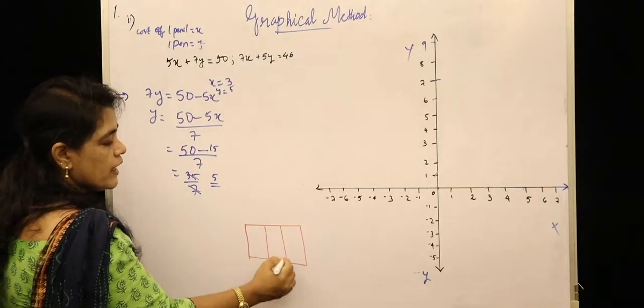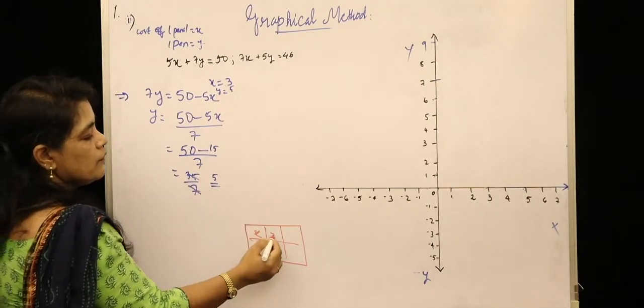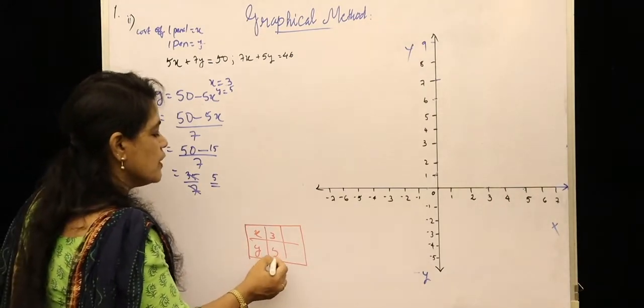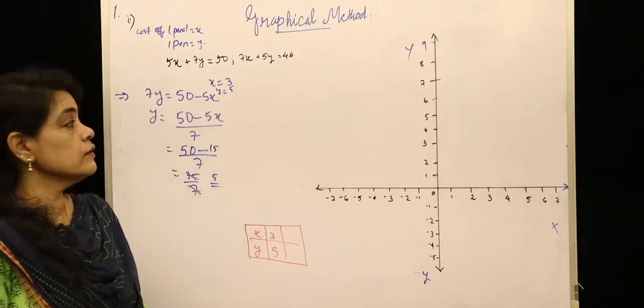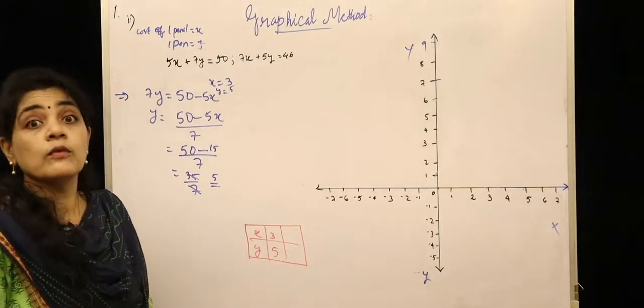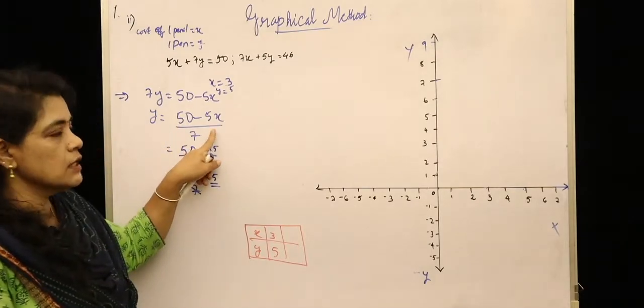So when x is equal to 3, we got its corresponding value of y as positive 5. Care should be taken for the sign also, children. And we need one more value of x and y. For that, what can be the values? Look into this equation.